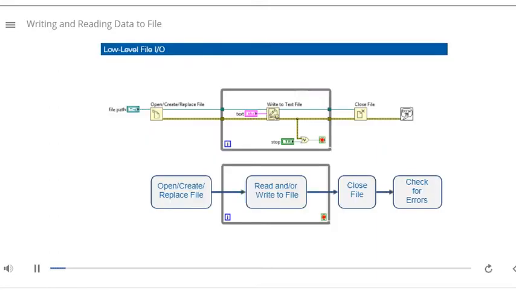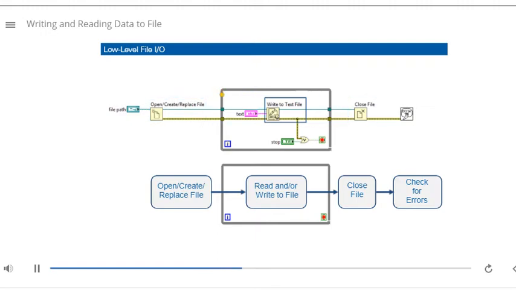Use low-level File I/O functions when you need to control each step. Low-level File I/O functions provide individual nodes for each step. In this example VI, the first function opens an ASCII text file. Then another function writes to that file repeatedly in a loop. Then the last function closes the file.